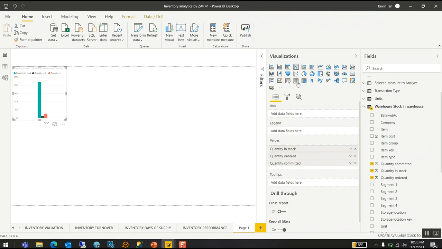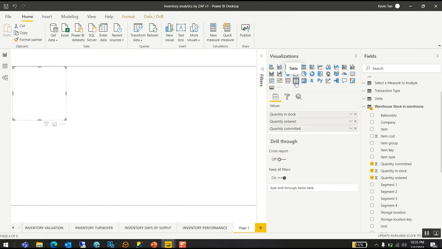So I have this data. I want to see the table. So just click on the table in terms of its visualization, and just pull it by the bottom right so that I can see more within the page.